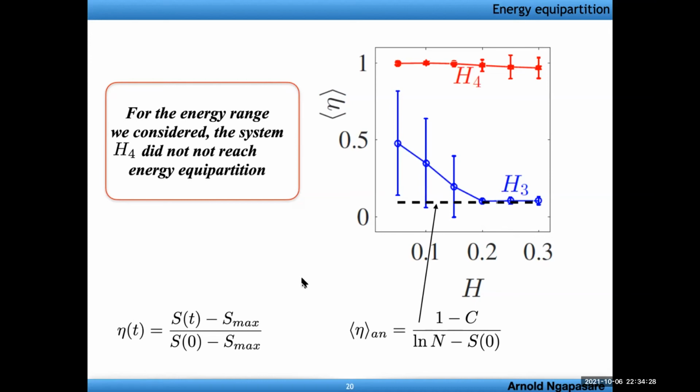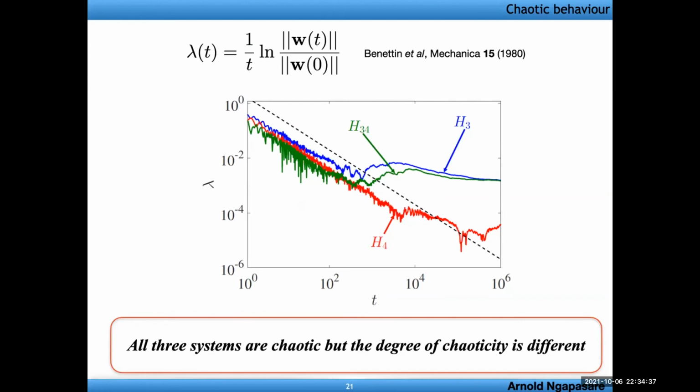Now I move on to discuss something else, which is chaos. And here I'm using an indicator, which is the finite time maximum Lyapunov exponent. For this indicator, we know that regular dynamics go to zero following a slope of minus one. Whenever we have chaos in the dynamics, we attain some finite values. So basically for an energy of 0.2, we see that the dynamics show chaos, and also for H4 we have chaotic dynamics. Towards the end, we see that H3 and H4 have practically the same value of the finite time maximum Lyapunov exponent. So we can say that all systems are chaotic, but the degree of chaoticity is different in these cases.